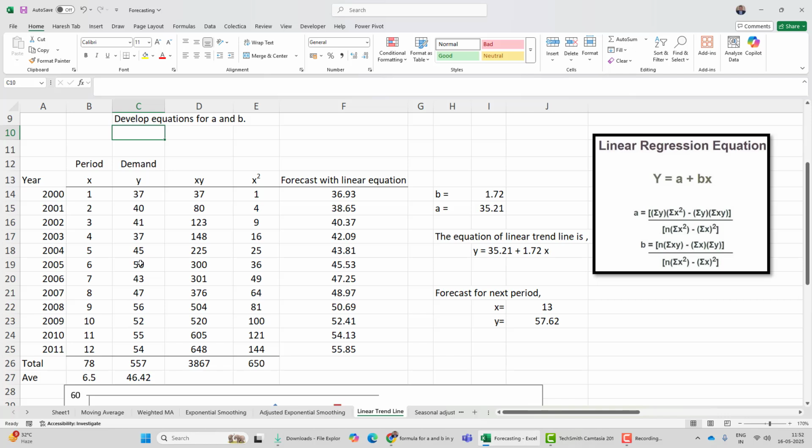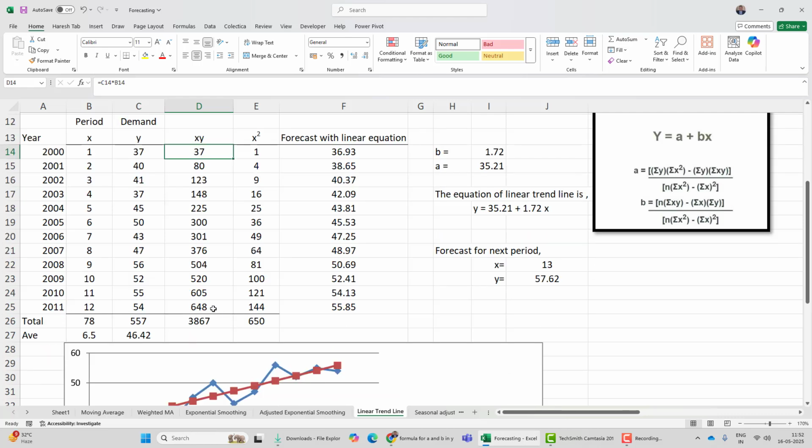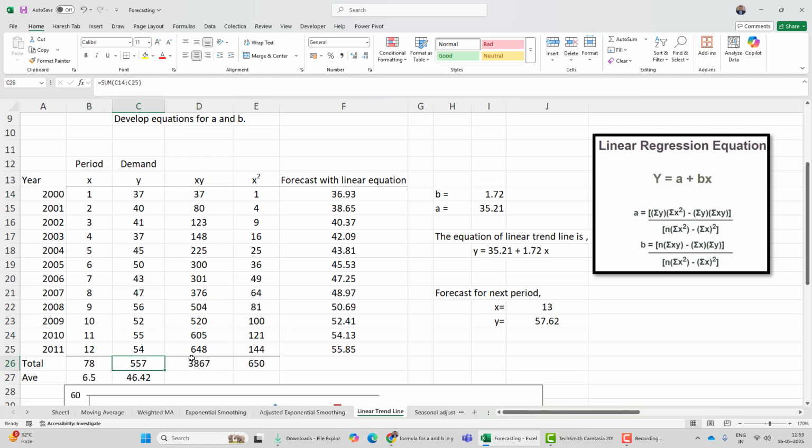In period 1 we have 36, 37, maybe in 1000 units or whatever the unit is, for demand. So we want to establish the equation between y and the period. First we need to create two columns. The first column is xy, which is the multiplication of x and y, and we also need a column x square, which is the square of the x values. Then we will require the sums of all these four: sigma x, sigma y, sigma xy, and sigma x square. So calculate the totals for all four columns and then use these equations.